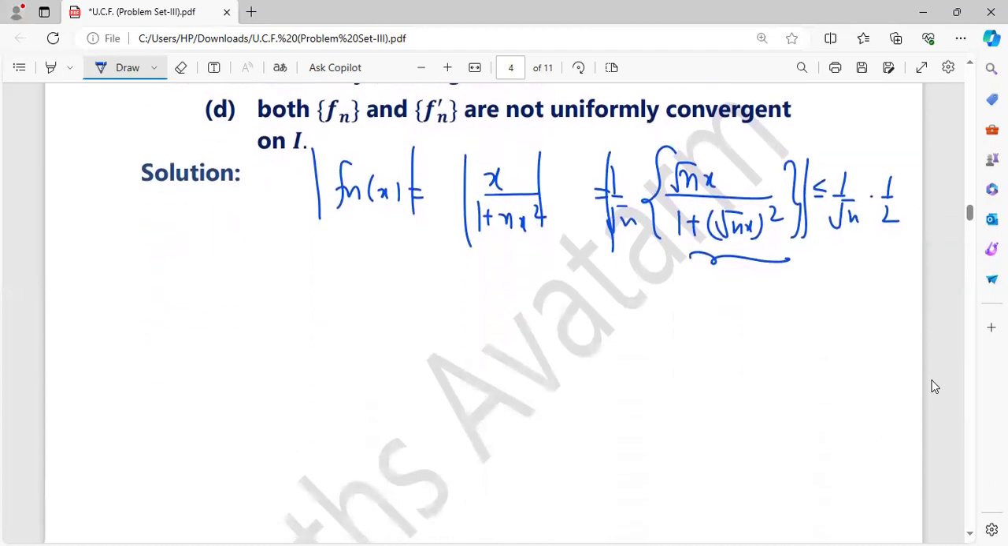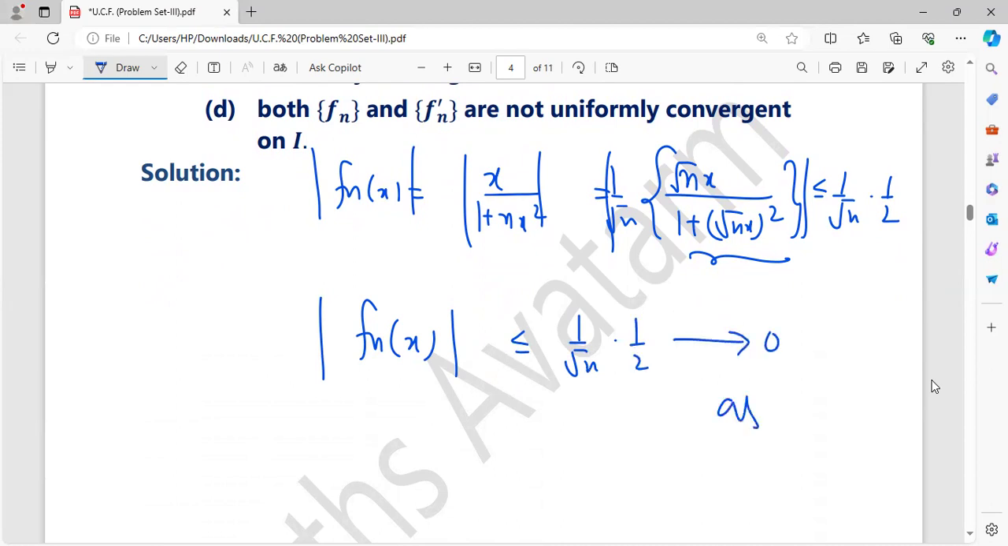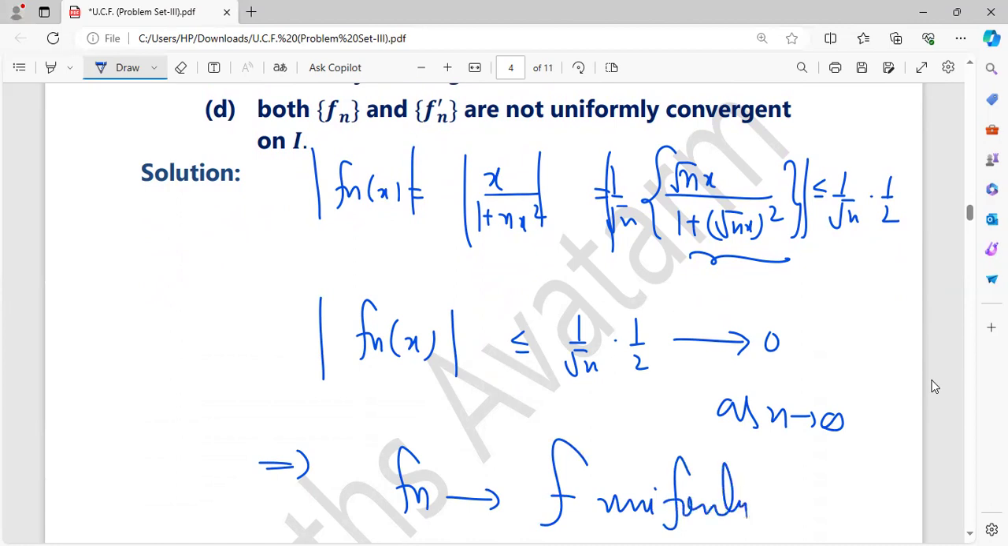Okay. So what does it mean? It means that this tends to 0 as n tends to infinity and does not depend on n. It means Fn converges to F uniformly. Okay, Fn converging to F uniformly.